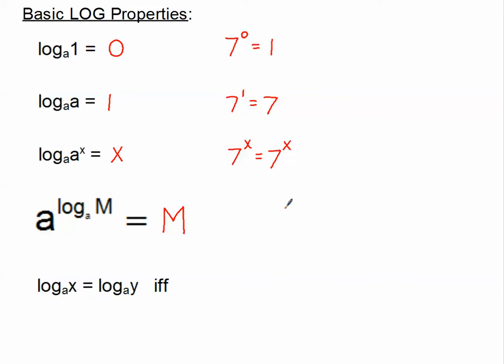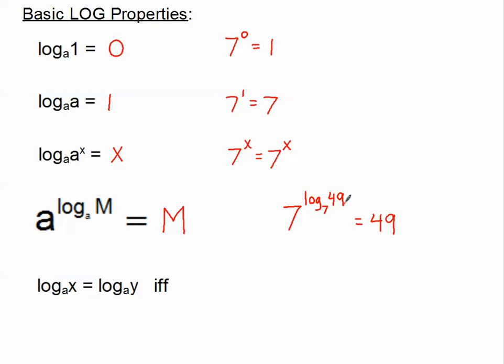Let's explain it like this. Let's take a base 7, and let's raise it to the log base 7 of 49. According to the property, the base 7 and the log base 7 would cancel away, and this would be equal to 49. Let's see why this is true.